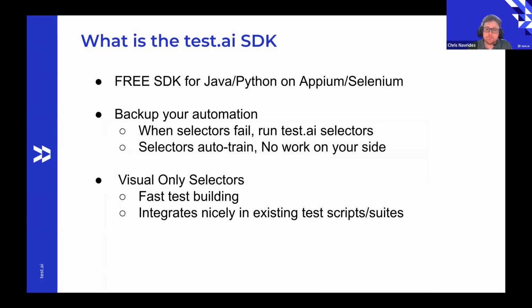There are two main value props to this. The first one is it will back up your automation, and it does that automatically. What that means is, you have an existing automation suite, you add 2 lines of Python code or 2 lines of Java code. Now, anytime a selector fails to find the item, there's a fallback mode where Test AI kicks in and says, hey, all right, the selector can't find it.